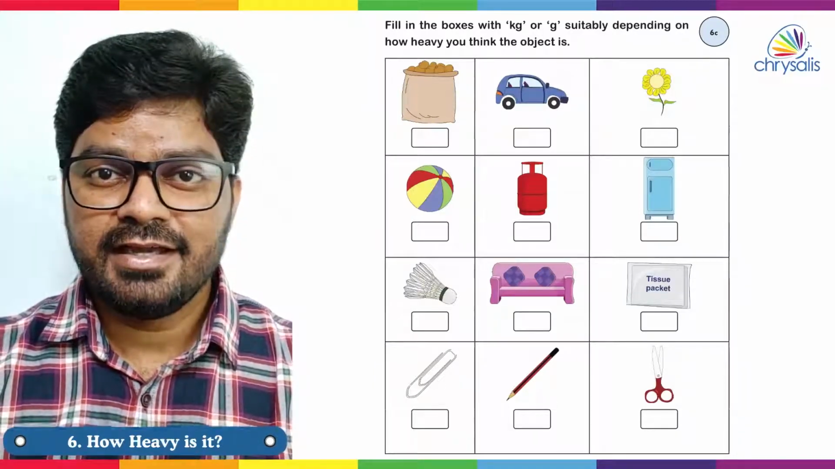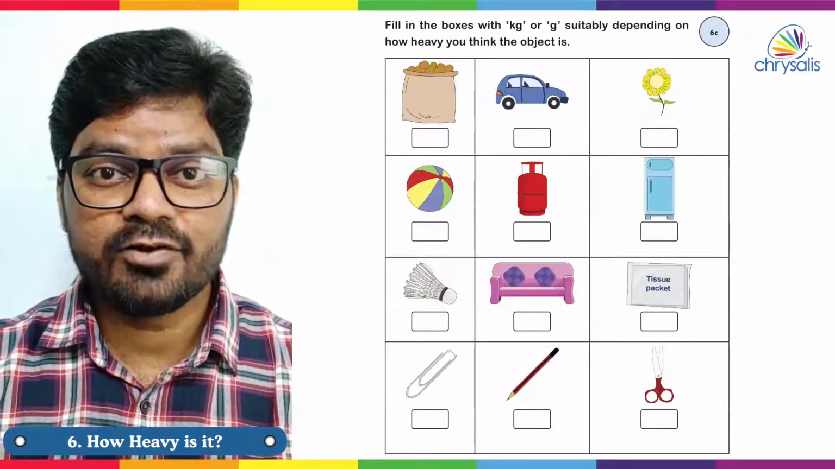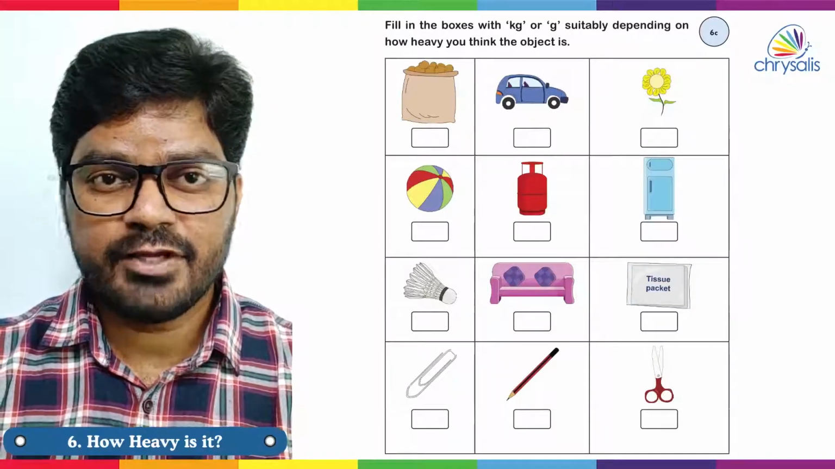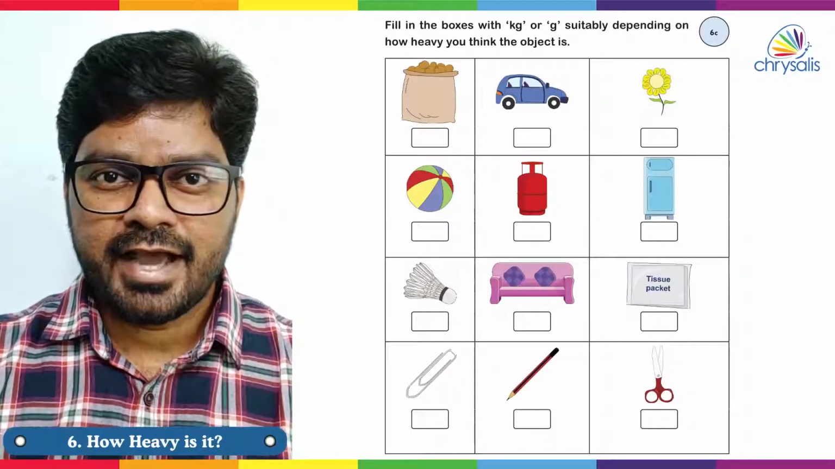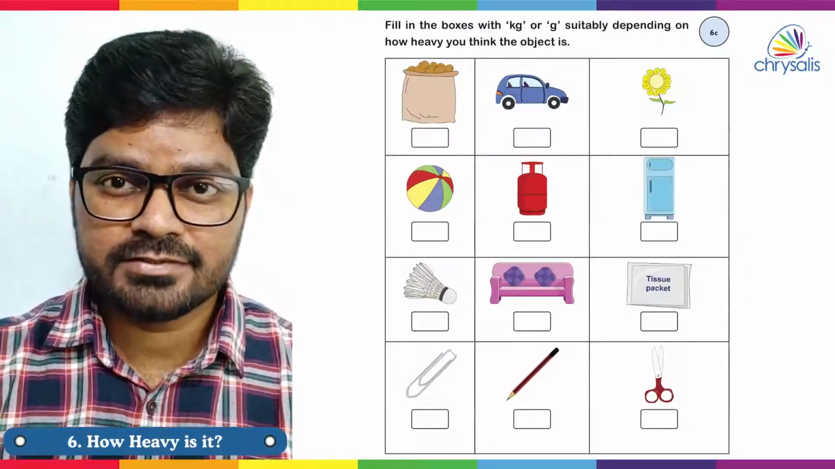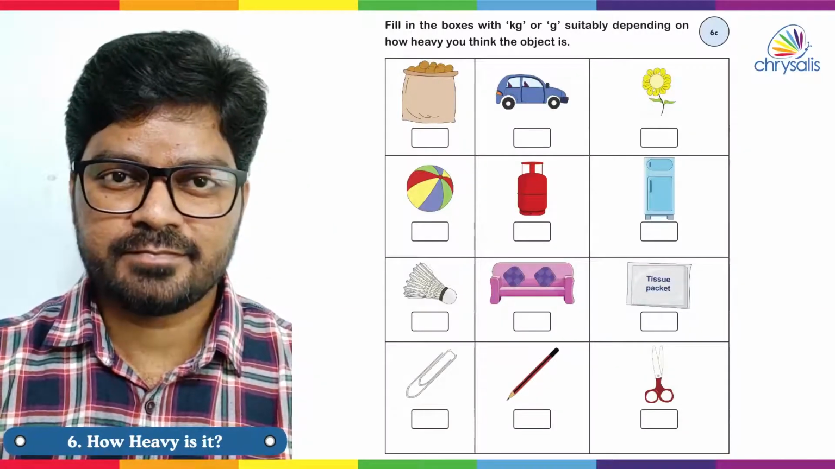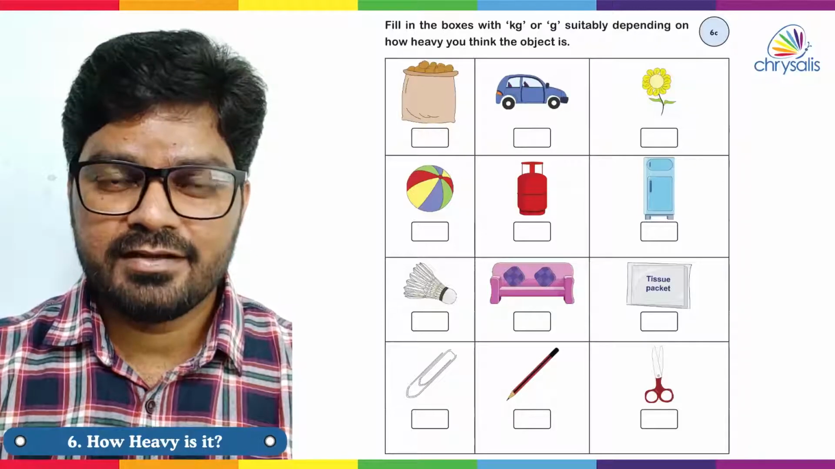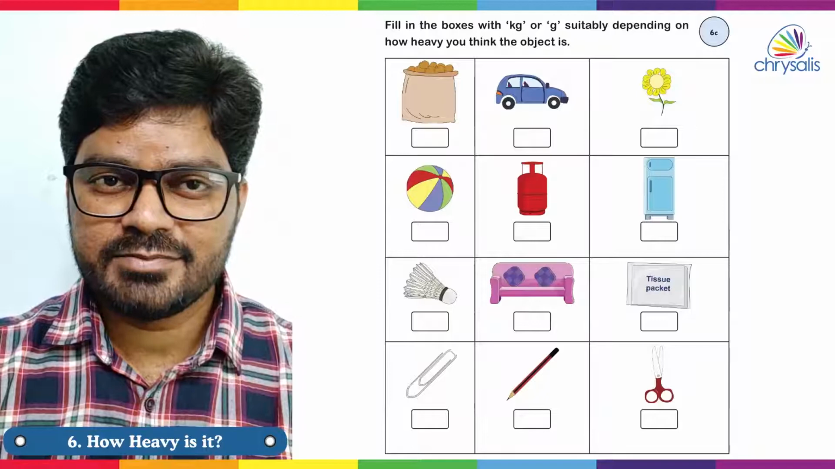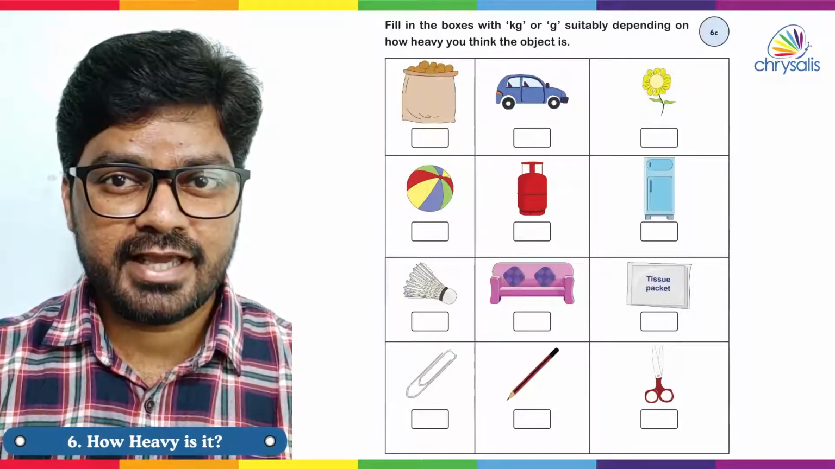Generally, we measure heavy objects weighing more than a kilogram in kilograms. So, we will write kg under heavy objects. And since light objects weighing less than a kilogram are measured in grams, we will write g under light objects. For example, first object is a sack of potatoes. It seems to be heavier than a kilogram. So we will write kg under it.